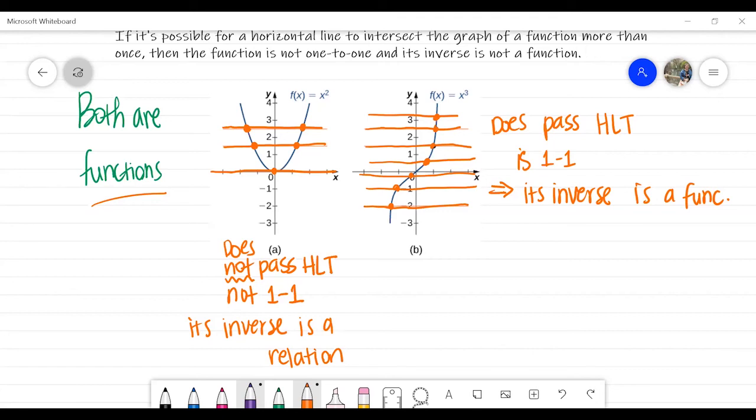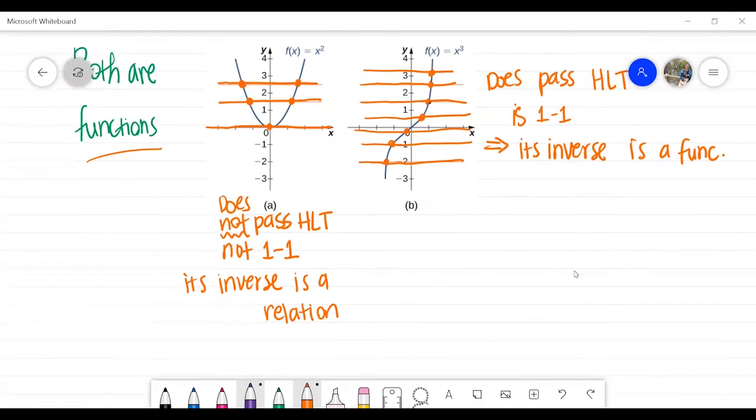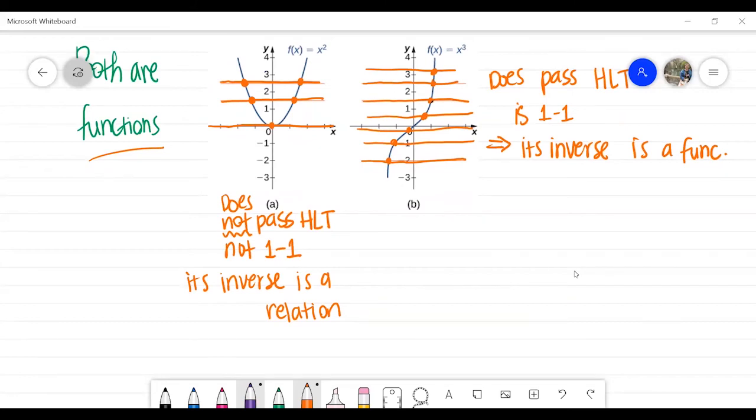If we were to do a quick sketch, and I don't want these to take up too much more time, for part A, the inverse of this would look like a sideways, a horizontal parabola. We saw those a chapter or so ago. Now, if we draw a vertical line through these, do you see that this does not pass the vertical line test? That is completely related to this statement right here. If it's not one-to-one, its inverse is not going to be a function.